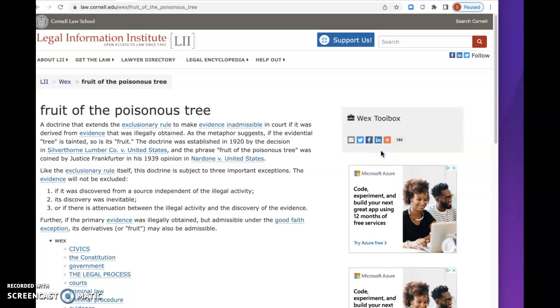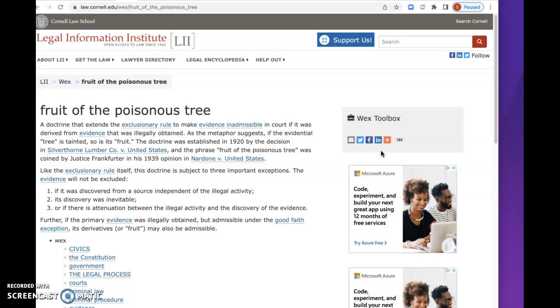Fruits of the poisonous tree. I heard this my entire career, and you'll hear this throughout your career. It falls under the exclusionary rule and admissible evidence. It says if the tree is tainted, then so is the fruit. If the tree is poisonous, then you better not eat the fruit. That falls under the 1920 decision, and to this day, it stands.